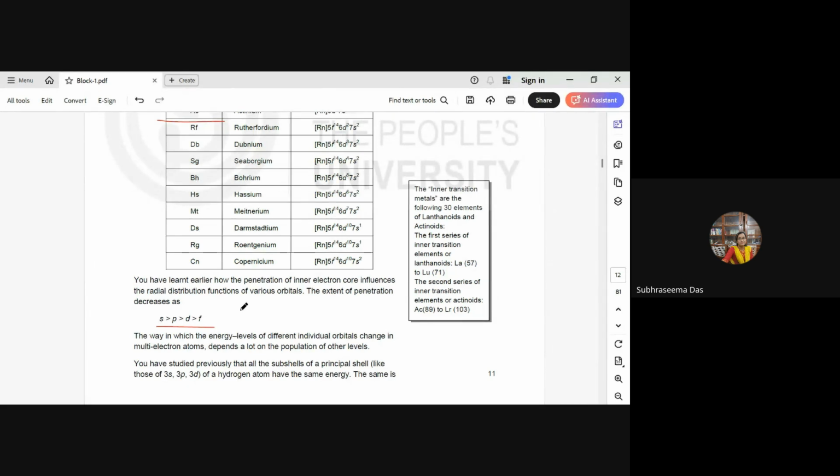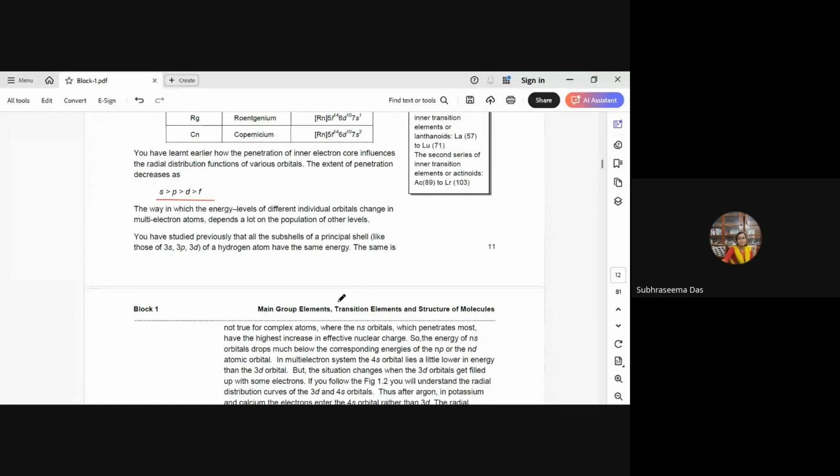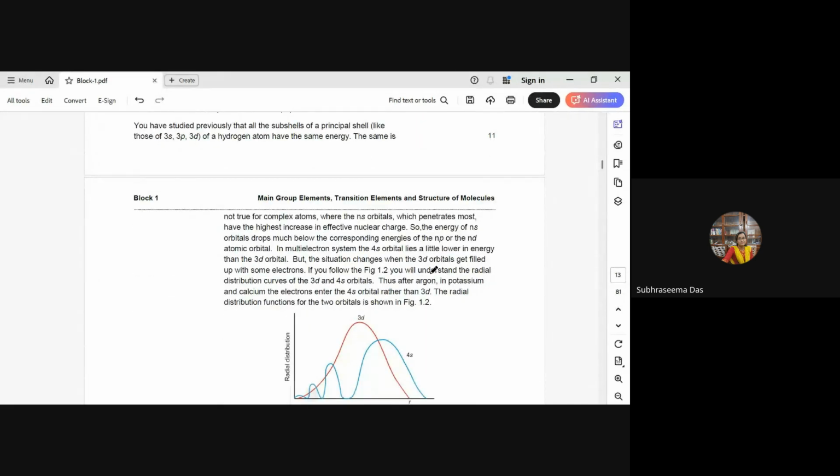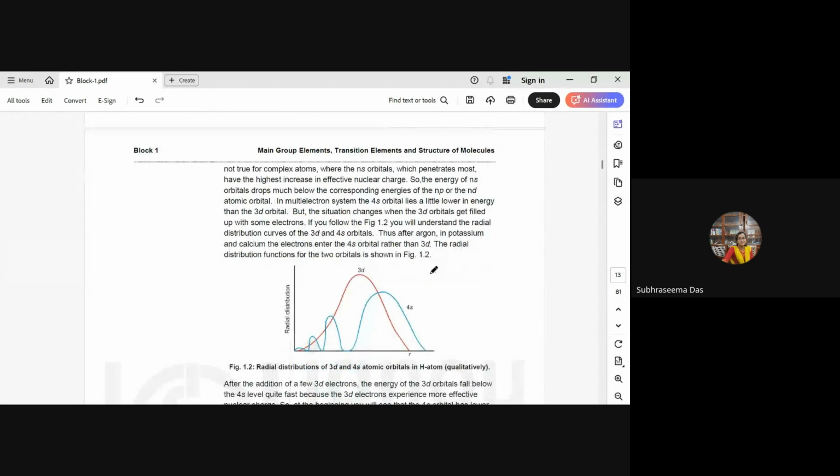and we know they follow the Aufbau principle or Hund's rule. So this is the general representation of the extent of penetration of the orbitals. And we know how to represent different types of elements based on their orbitals and the number of electrons. Here we will now look into the radial distribution of 3d and 4s orbitals in a hydrogen atom.